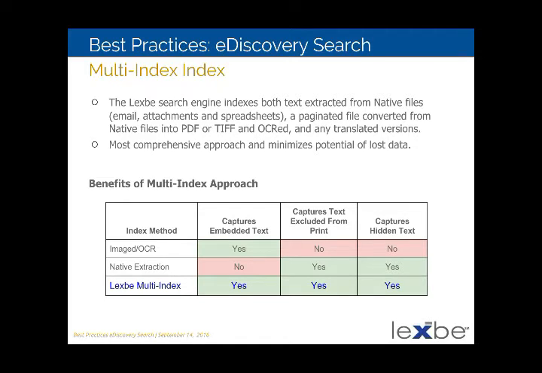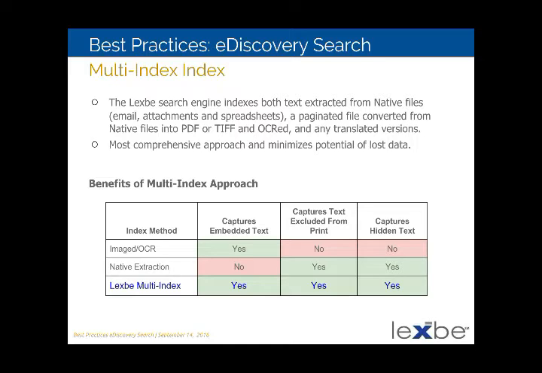The multi-index index that I mentioned before that Lexbe uses actually indexes the text extracted from the native file at the same time that it's creating a paginated file from the native and also OCRing it. So it's taking all the information from the native file as well as any other information from the image extracted index and putting it into a PDF version that allows you to search across it. And like I mentioned, Lexbe will also do the same on any translated versions of that document.